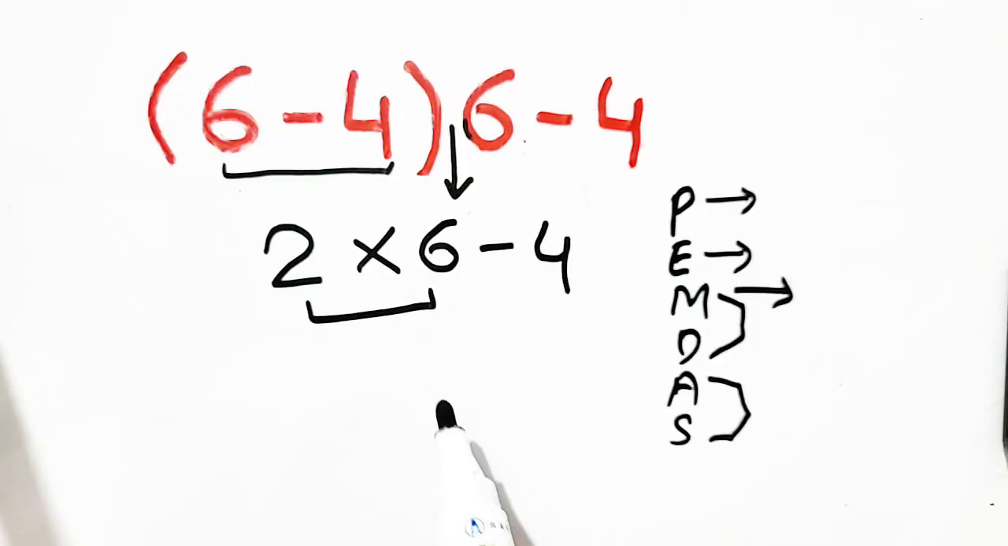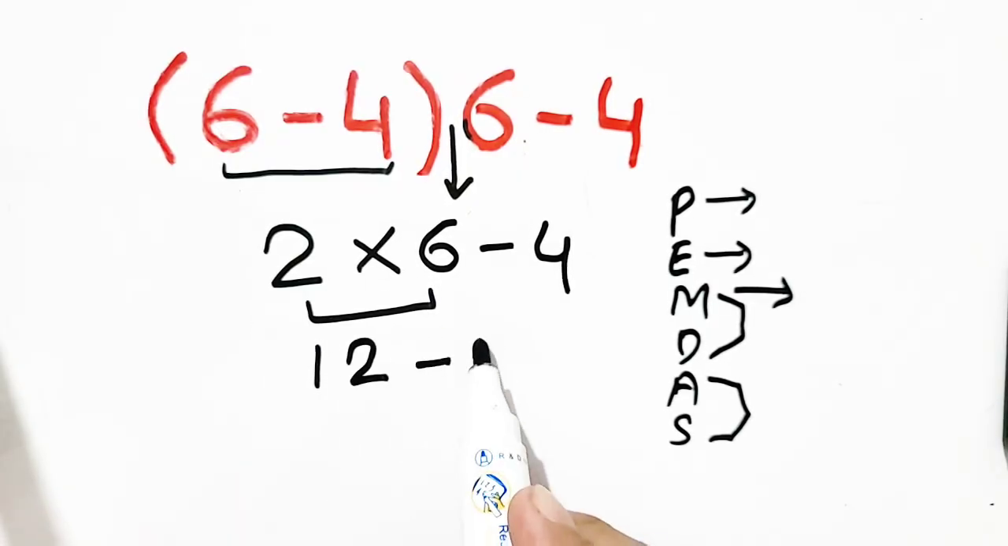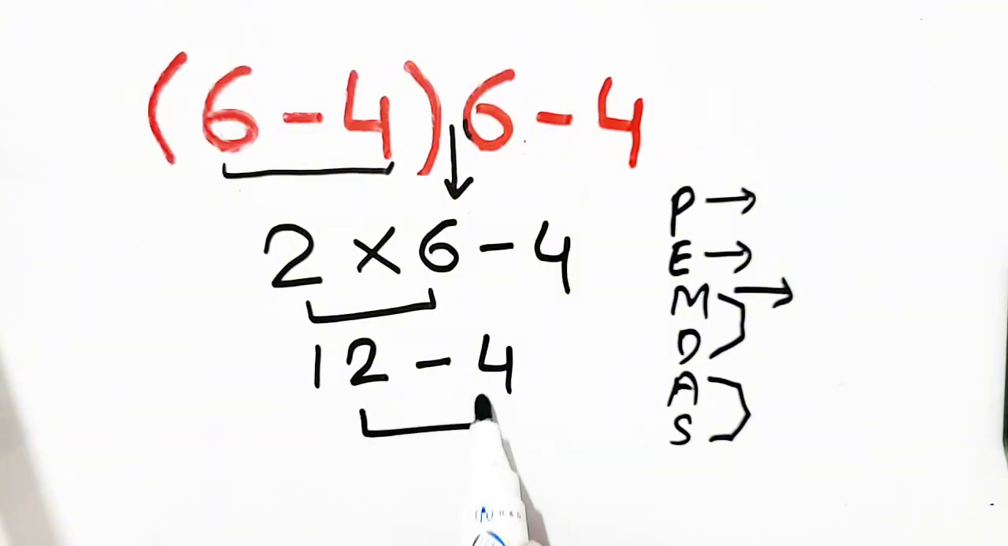So here is multiplication. So 2 times 6 will be equal to 12 minus 4. So 12 minus 4 will be equal to 8, and 8 will be our answer.